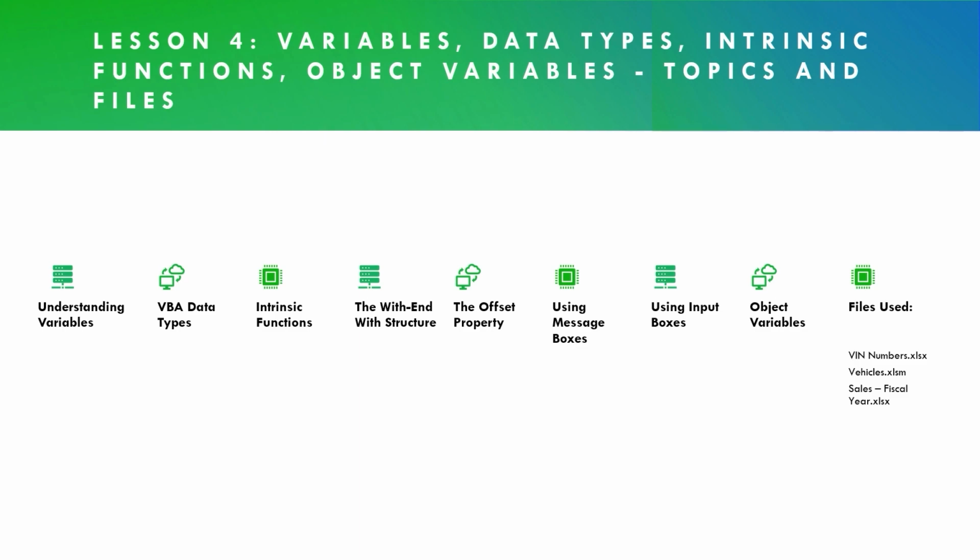You'll learn about the offset property and how to use it. Then we'll move on to using message boxes, which pop up on the screen and display messages to your users. We'll create and use input boxes. That gives an end user the ability to type in a single entry. So it could be a line of text, it could be a number, it could be anything, but they get a single data entry on an input box. And then you'll learn about object variables.